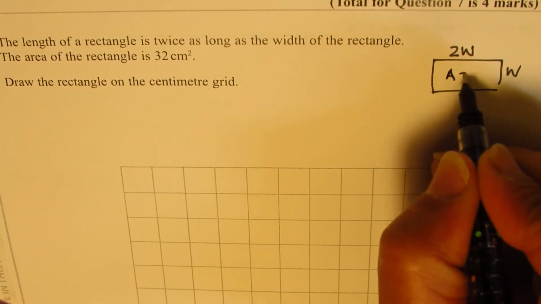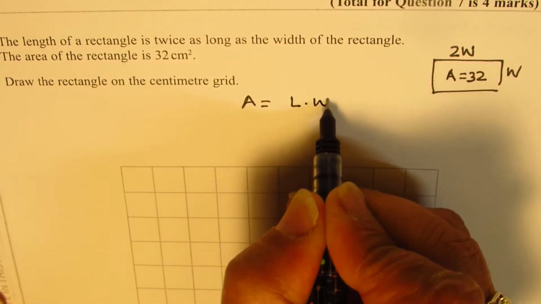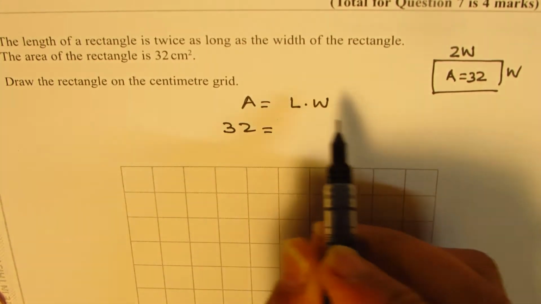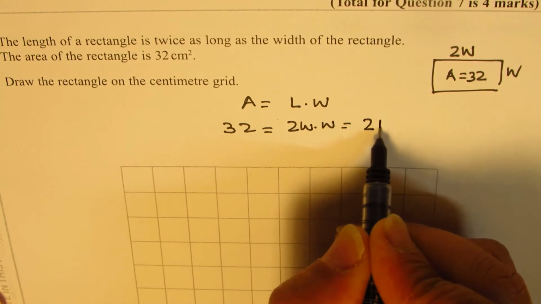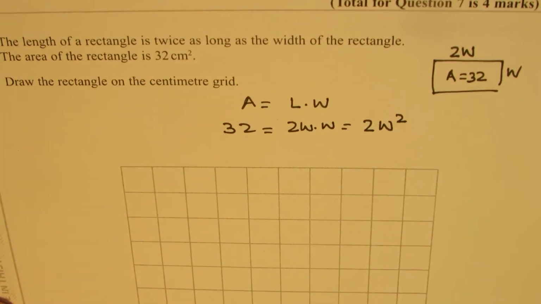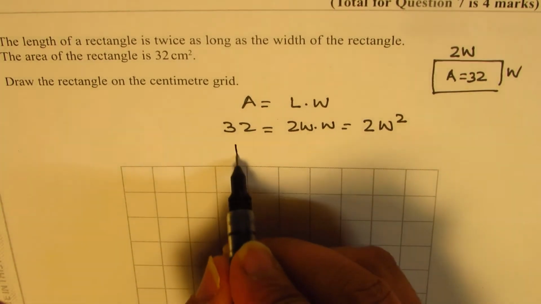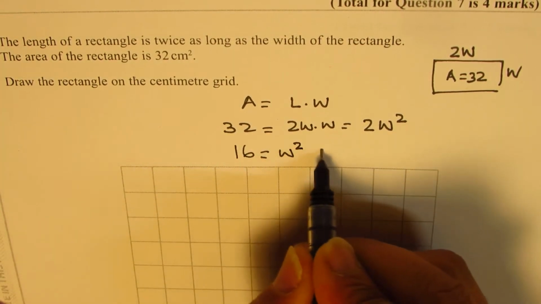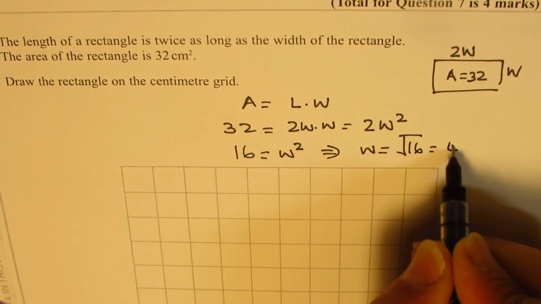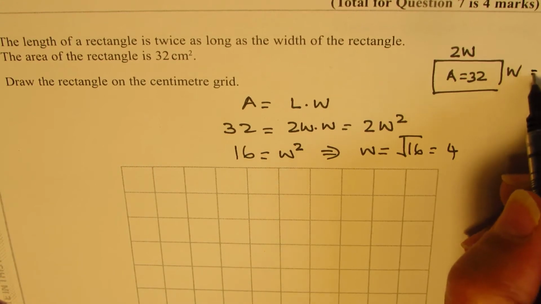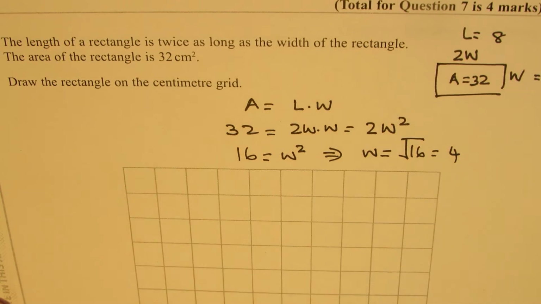So we are given area as 32. Now area basically is length times width. So we are saying 32 is length, 2 times W, times W, or 2 times W square. Well, what could W be? Let's first divide by 2. So we get 16 equals W square, and that gives you the value of W as square root of 16, which is 4. So now we get W as equal to 4. So the length should be equal to 8, twice 4, correct?